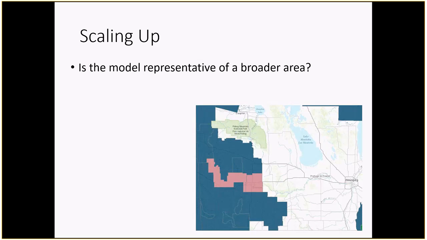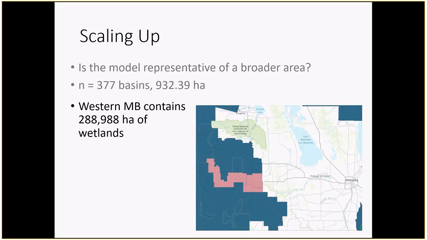Now, we've got a statistical model that we think performs really well on this data set from Killarney and Shoal Lake, which do represent somewhat of a gradient of Western Manitoba. But of course, the next question is, if this is going to be useful in almost any context, well, we need to scale it up. And the first question we have to ask is, can our model represent the broader area? So the image is again sort of the area of CWI we have in southwest agricultural Manitoba. Our model had 377 basins representing 932 hectares, but Western Manitoba contains 289,000 hectares of wetlands.